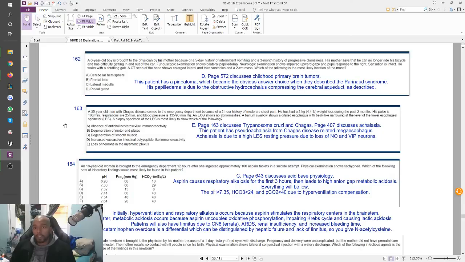So that barium swallow that they described is directly describing achalasia, right? And achalasia is due to a loss of those nerves.